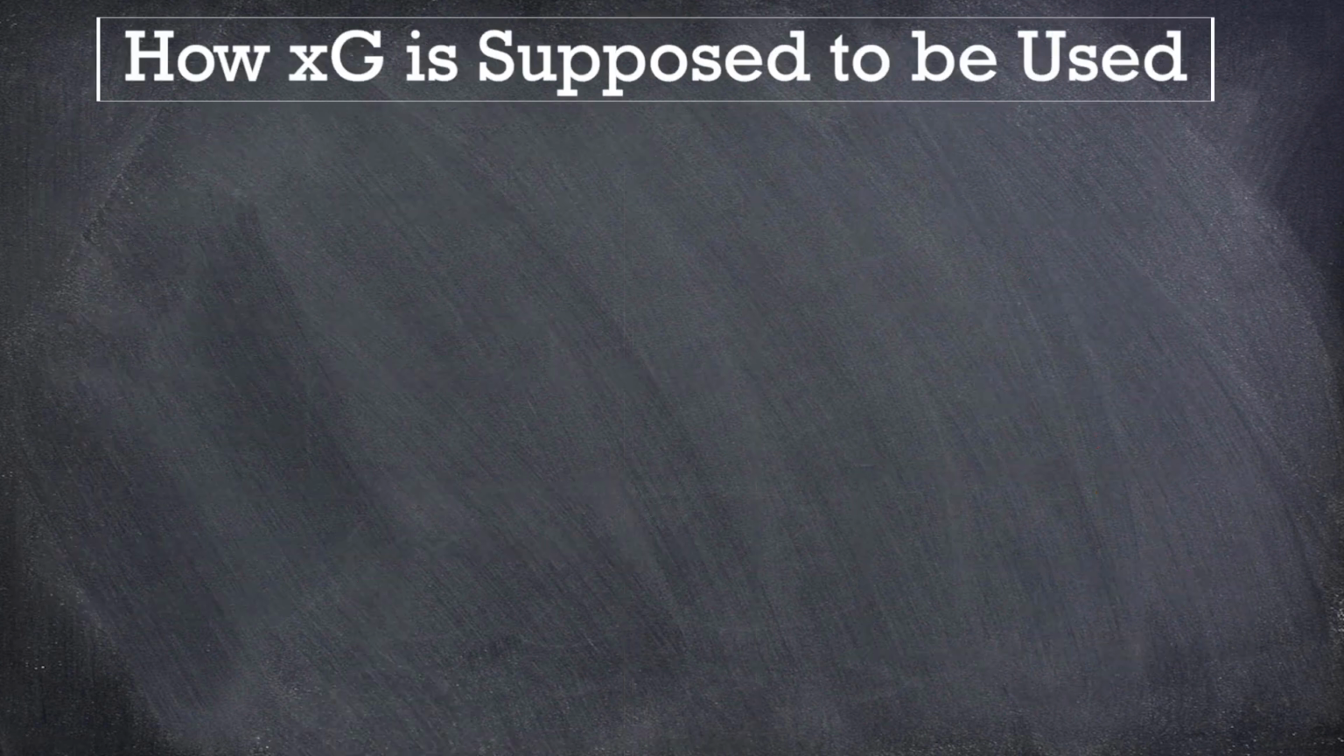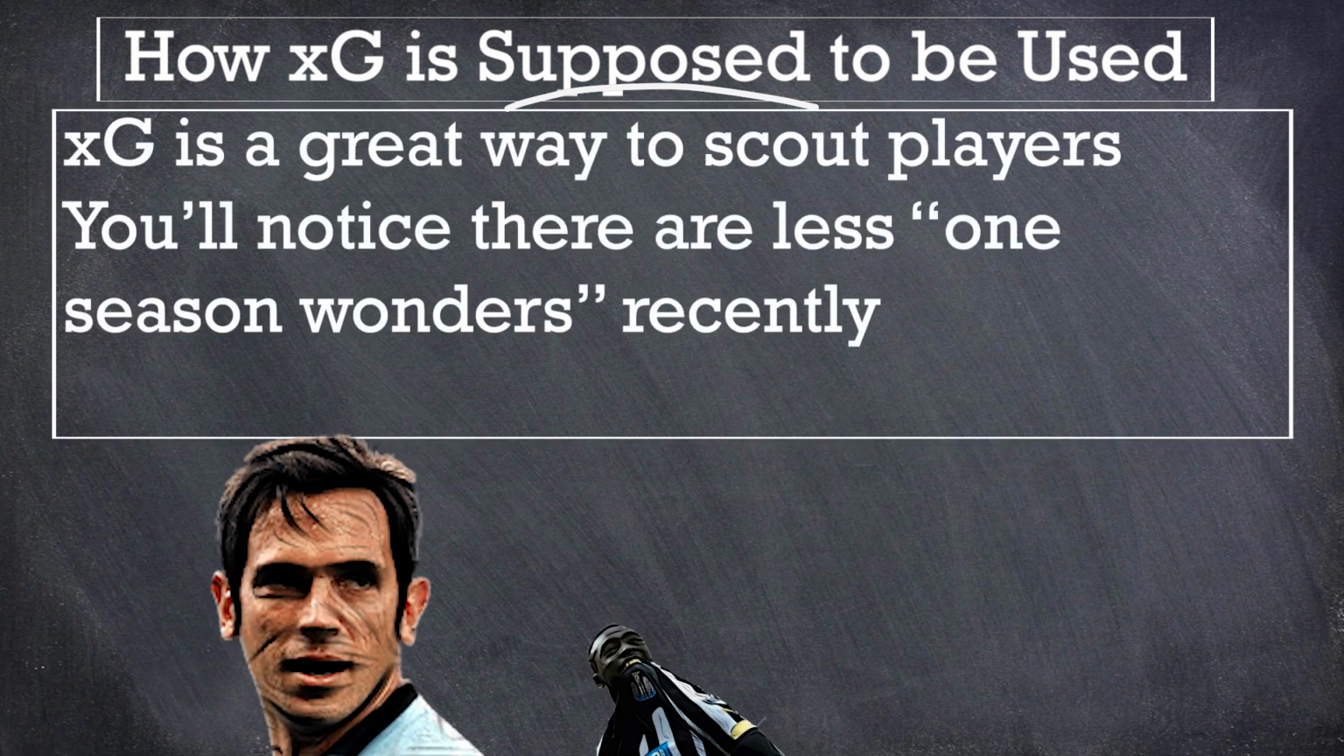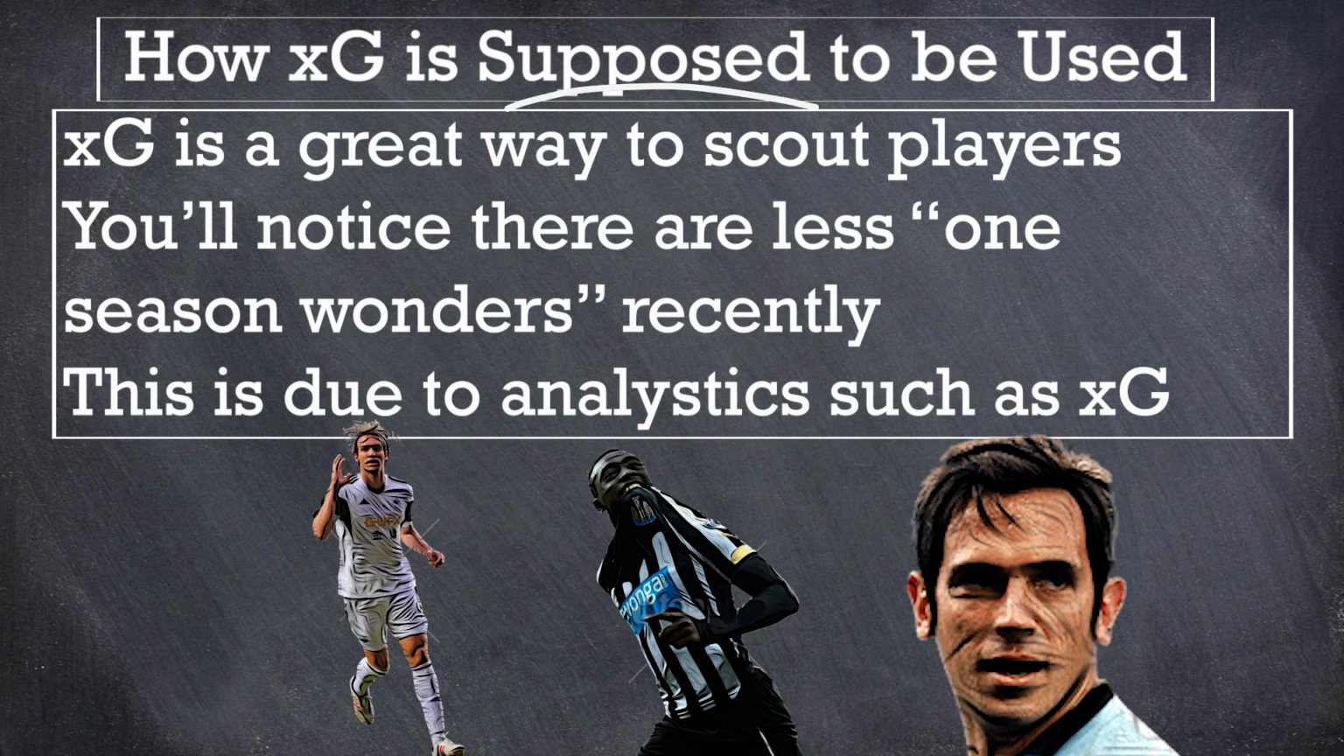Now let's move on to how expected goals is supposed to be used. Expected goals may have started as a way to scout players. We have seen many players have a wonder season before dropping down lower, but you'll notice that this happens less frequently now. This is due to more analytics and statistics such as XG preventing this.